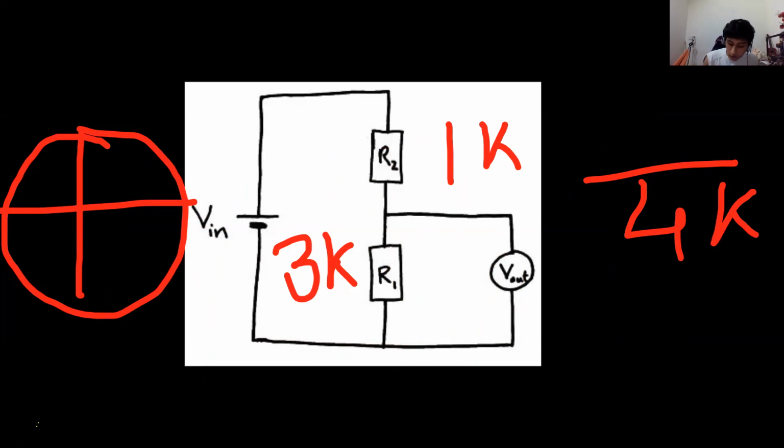So very simply, R1 is going to take 3 and R2 is going to take 1. Yeah, as simple as that. So now if our input voltage was, for example, 4 volts.